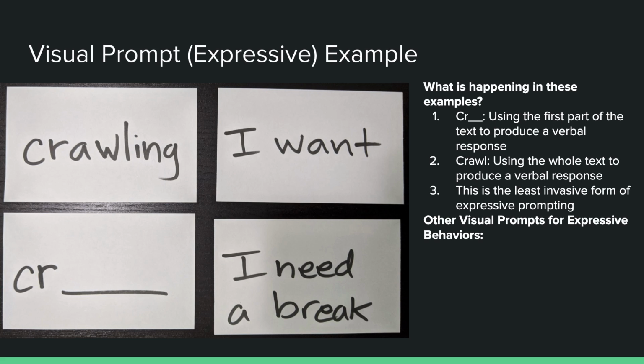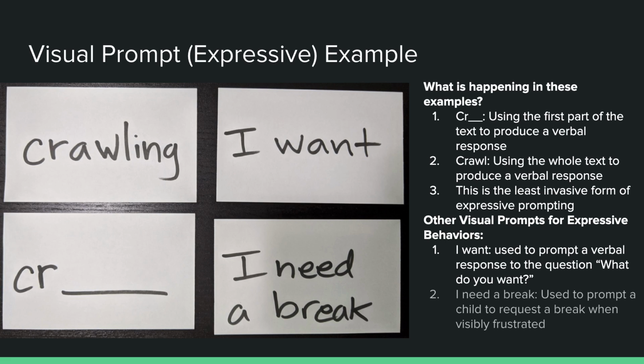The other visual prompts for expressive behaviors: you can use the I want visual to prompt a verbal response to the question, what do you want? And you can also use the I need a break visual to prompt a child to request a break when they are visibly frustrated. So if you see a kid who's upset, you can show them the I need a break card and hope that they request a break.